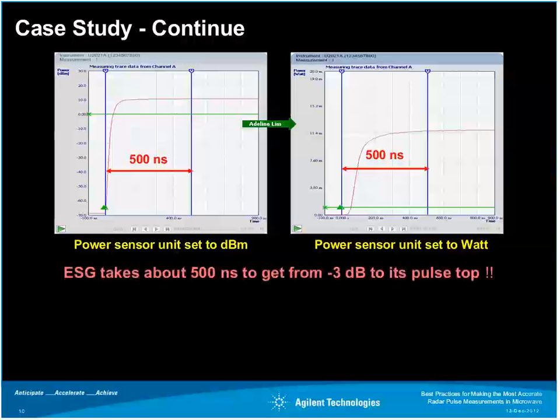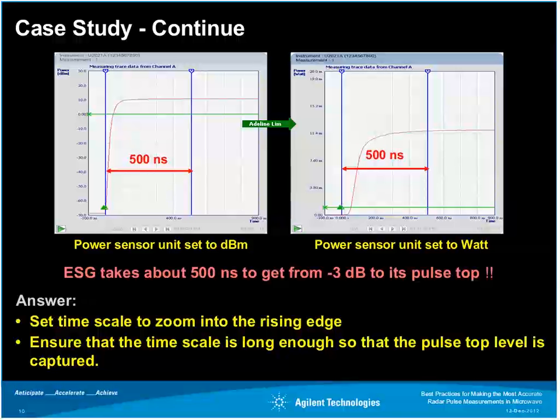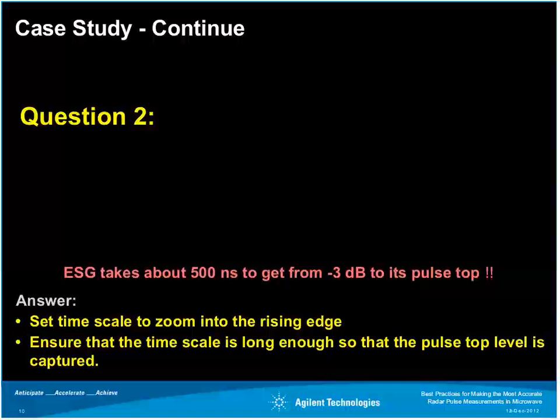Therefore, if the capture size of the power meter is not set big enough to capture the entire rising edge till its 100% level, the rise time measurement will be lower and will not be as accurate. Hence, the rule of thumb to get an accurate measurement is to set the time scale of the power meter to zoom into the rising edge of the signal. Make sure that the time scale is long enough so that the pulse top or the 100% reference level is fully captured.